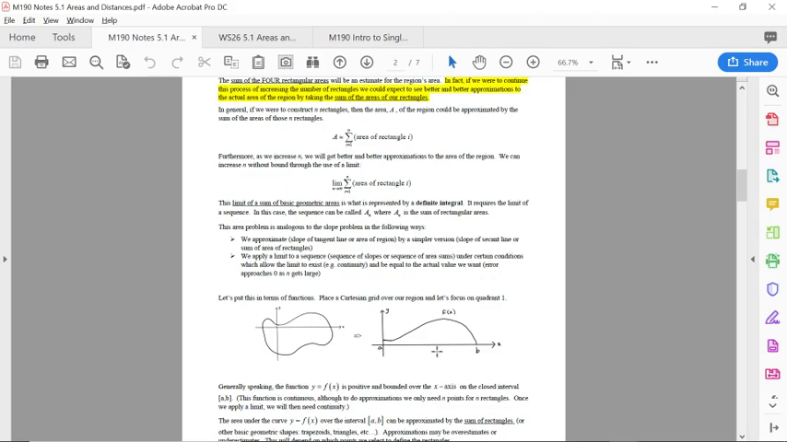That is, those subintervals don't all have to be the same width. We could make each one exactly the same width, and that would be called a uniform partition of the interval a to b. But we don't have to choose the same width.